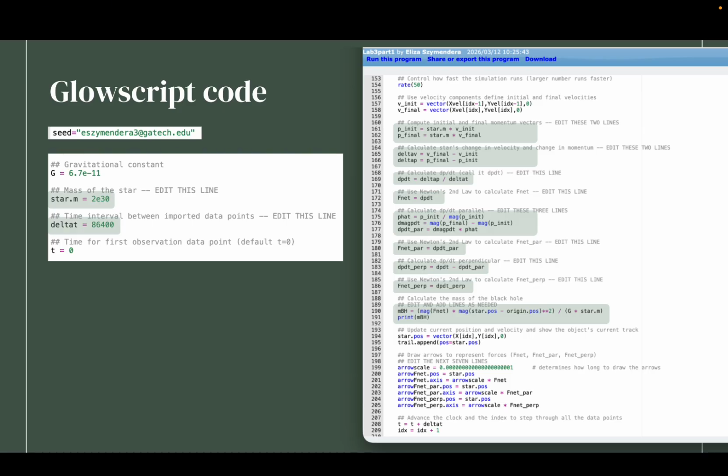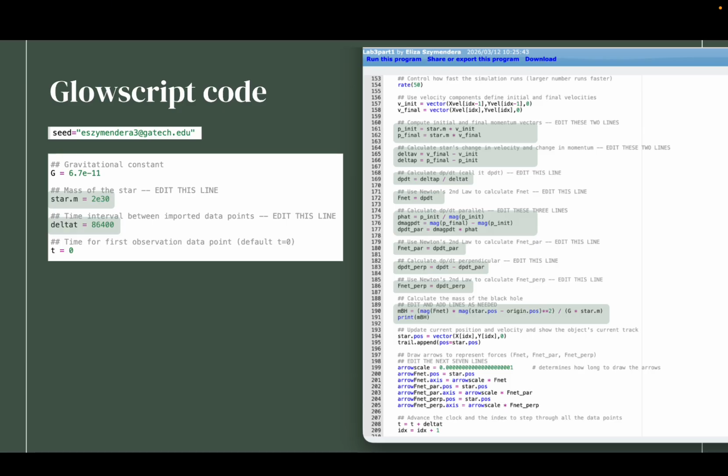In the calculation loop, I calculated the initial and final momentum vectors of the star with the momentum formula. I then calculated the star's change in velocity and change in momentum by subtracting the finals from the initials. I calculated dB dt by dividing the change in momentum by the change in time. I calculated p hat by dividing the initial momentum vector by its magnitude.